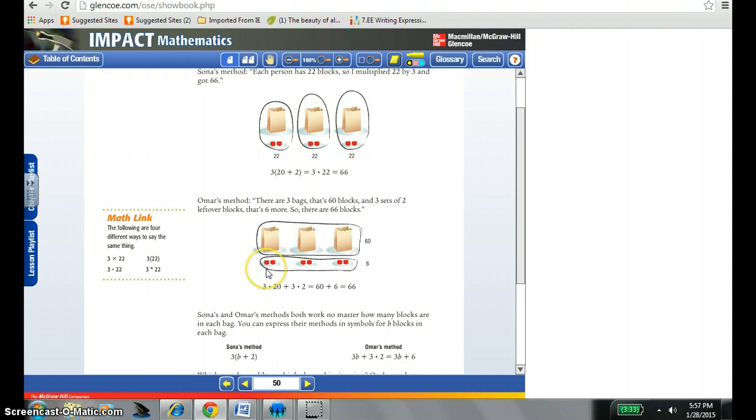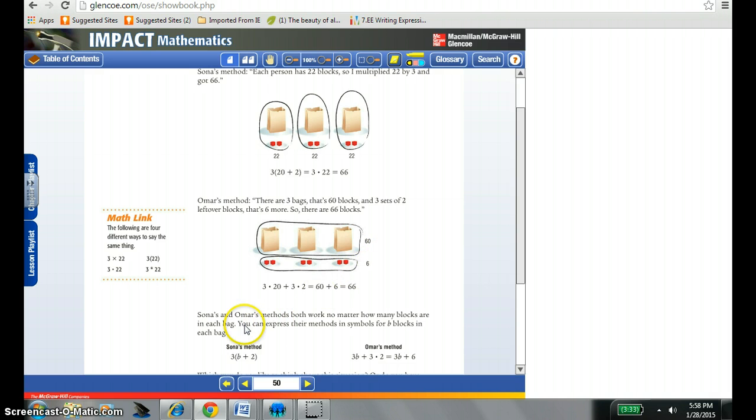And then he knows that there are 3 sets of 2 blocks that are standalone, 2, 2, and 2, which is 3 times 2. So he has a total amount of blocks for the bags, and then he has a total amount for the standalone blocks. And he adds them together to get his 66. So here's his 3 times 20, that's the bags, plus his 3 times 2, that's the standalone blocks. 3 times 20 is 60, 3 times 2 is 6, and 60 plus 6 is 66. And as you can see, it's the same.